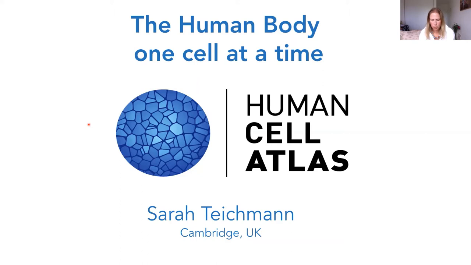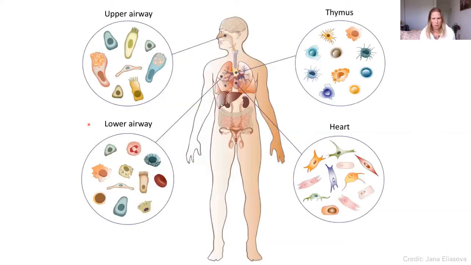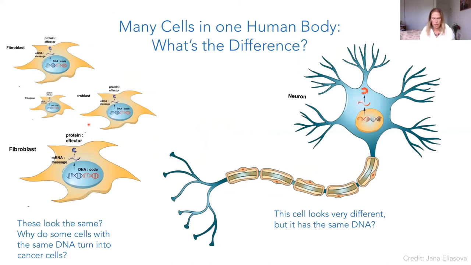So the human body, one cell at a time, that's what my research is about. Each of you has a body that consists of a fantastic diversity of cells that come together in different ways in different organs. The body has many different types of cells with different shapes and functions. Every cell contains the same DNA. Our genome stays pretty much identical in every cell throughout the body.